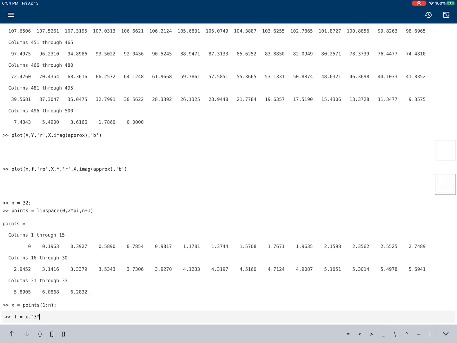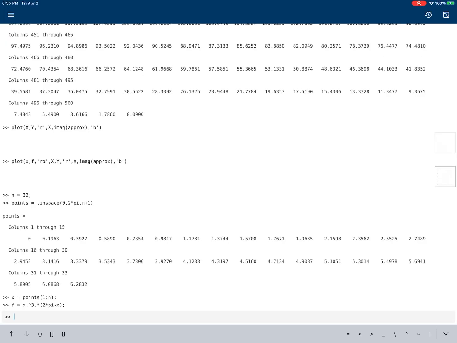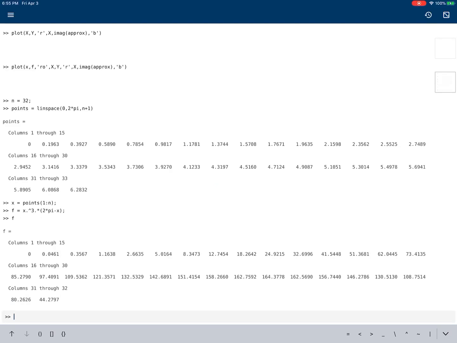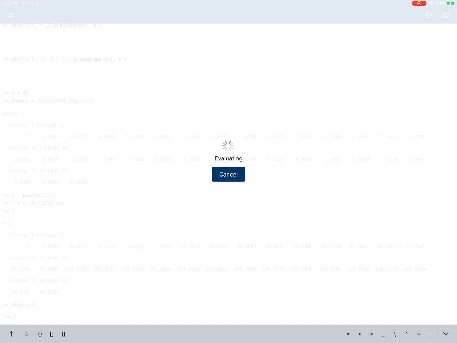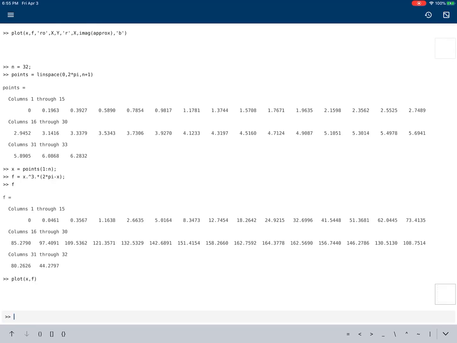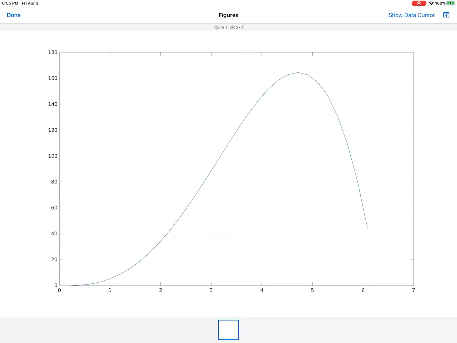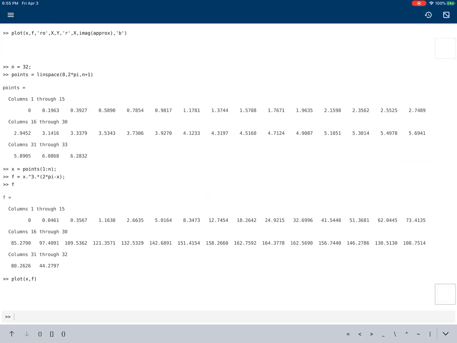I'll suppress that. And we're going to go ahead and create the sample vector little f once more. And this is, again, x.^3 .* (2*pi - x). That will create my sample vector, and I can show you, there's the sample vector, it exists. And if I plot x by f, you can see more clearly this time that we are indeed creating an approximation of the original signal.